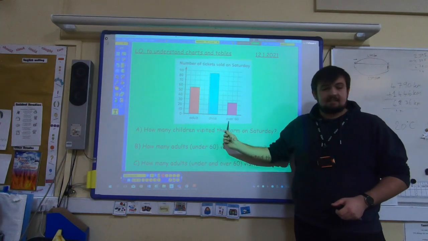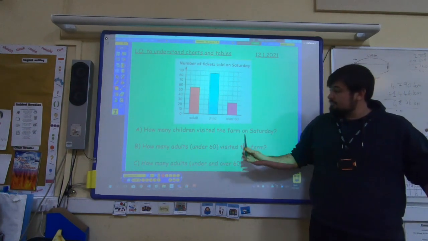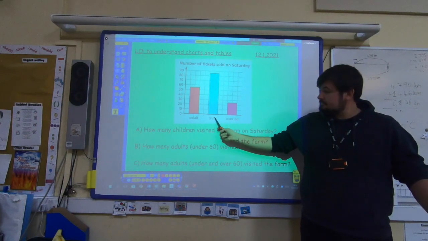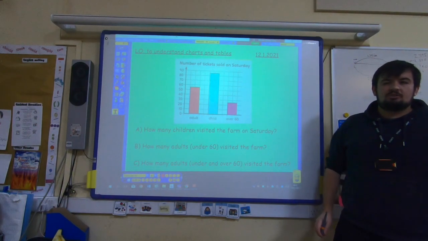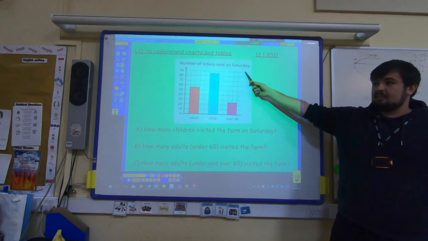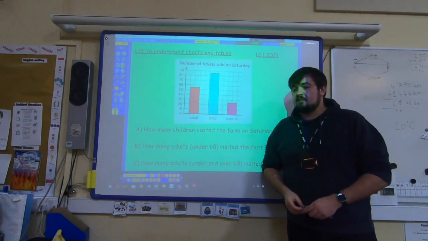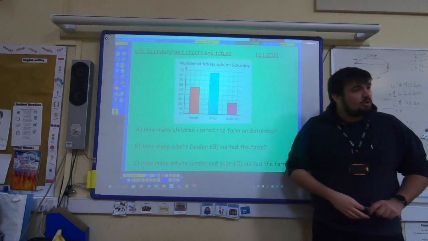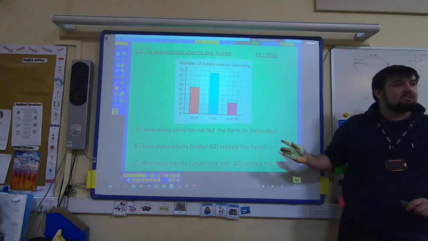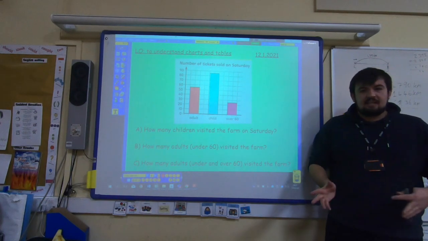What are they labelled as? Over 60. Yep. Child and adult. Good. And what does this bar chart show? What's the title of my bar chart? Daisy? Number of the tickets that have been sold on Saturday. Yeah, number of tickets that have been sold on Saturday. And this is for a farm as well. So there's a nice little day farm.